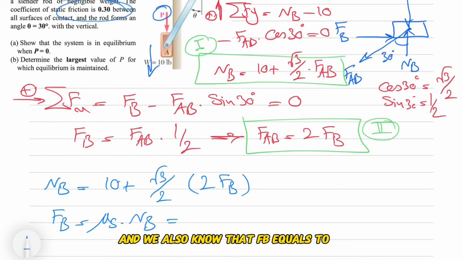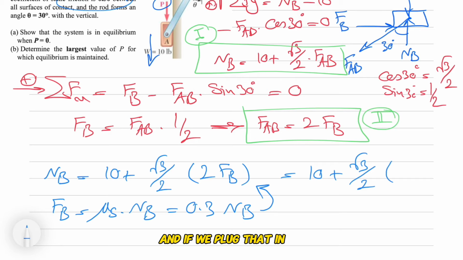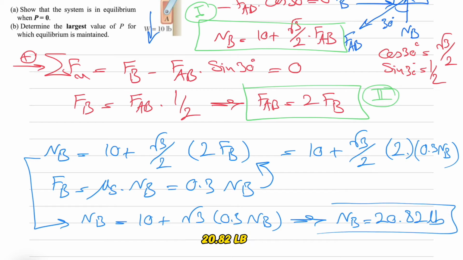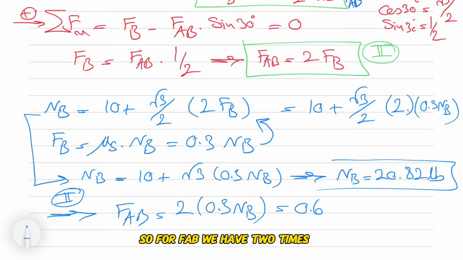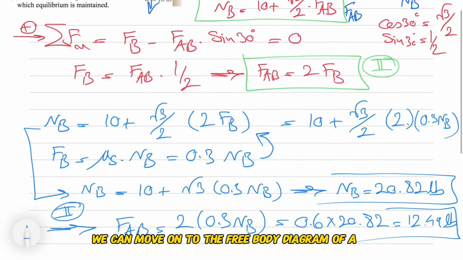We also know that FB equals the static coefficient times NB, and the static coefficient is 0.3 in the question. If we plug that into the previous equation, we can find NB, which is 20.82. Now that we have the normal force NB, we can find all the forces. We can find FAB from our second equation: FAB is 2 times FB, which is 0.3 NB. Now we can move on to the free body diagram of A.